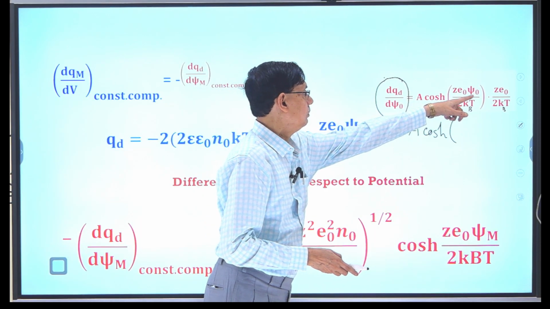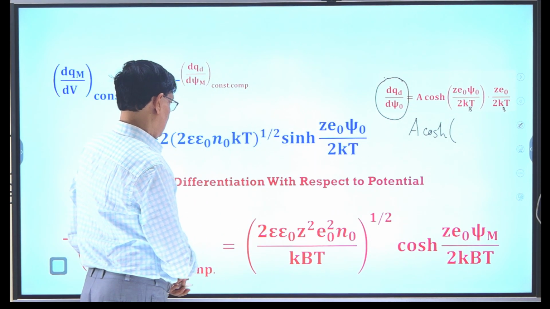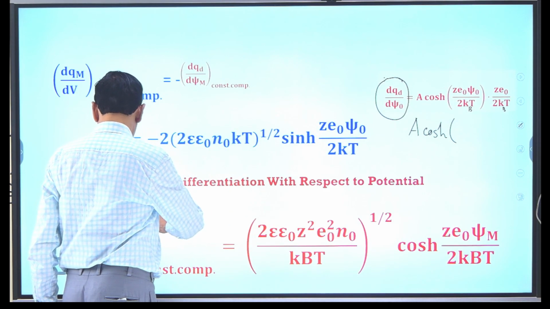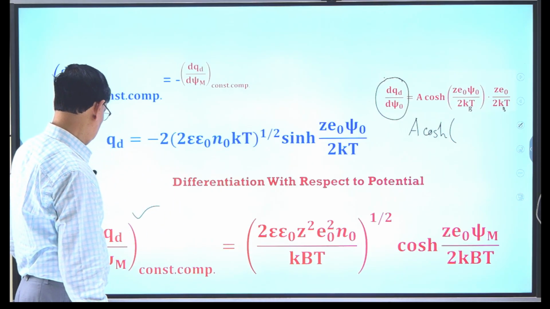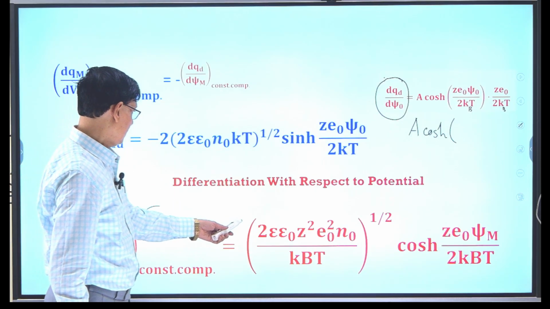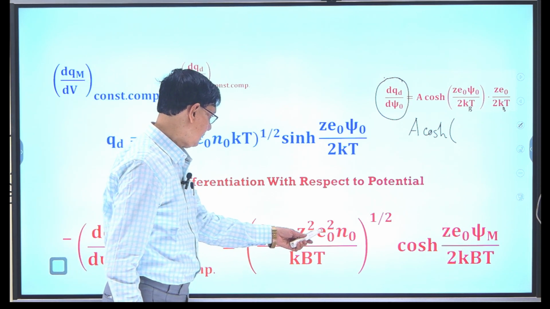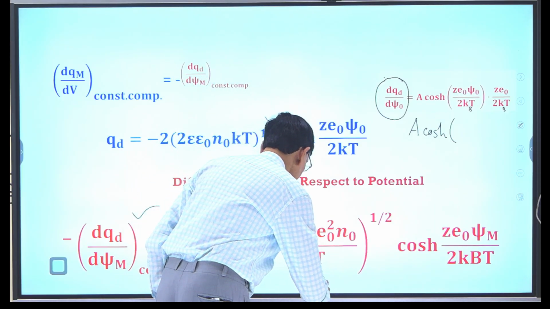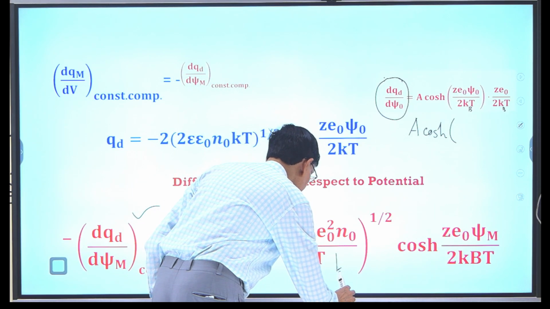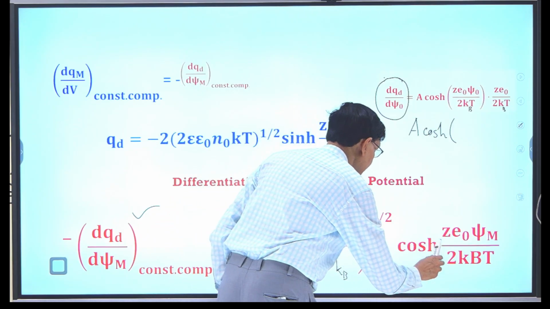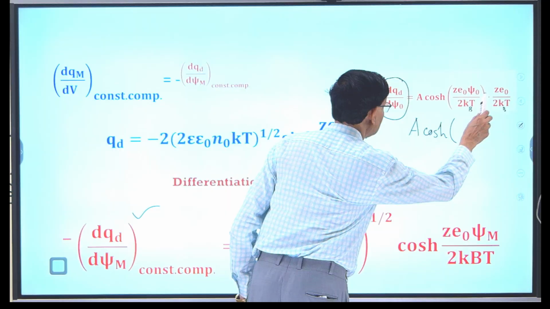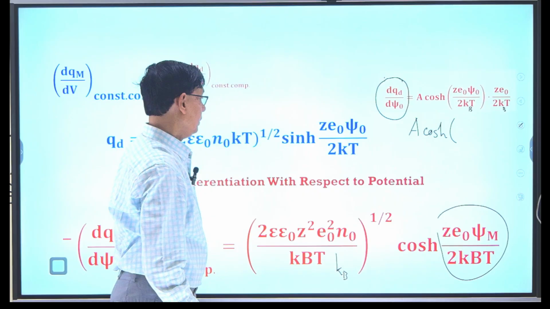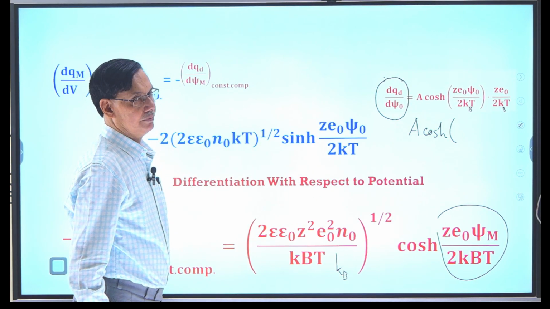And a 1/a. So differentiate with respect to potential. So this is the final value: minus dq_d by d psi_m is equal to 2 e_0 z squared n_0 by kBT. Again it is small k, B and T, and cosh of this part. Ready? Why have I written this psi_m?